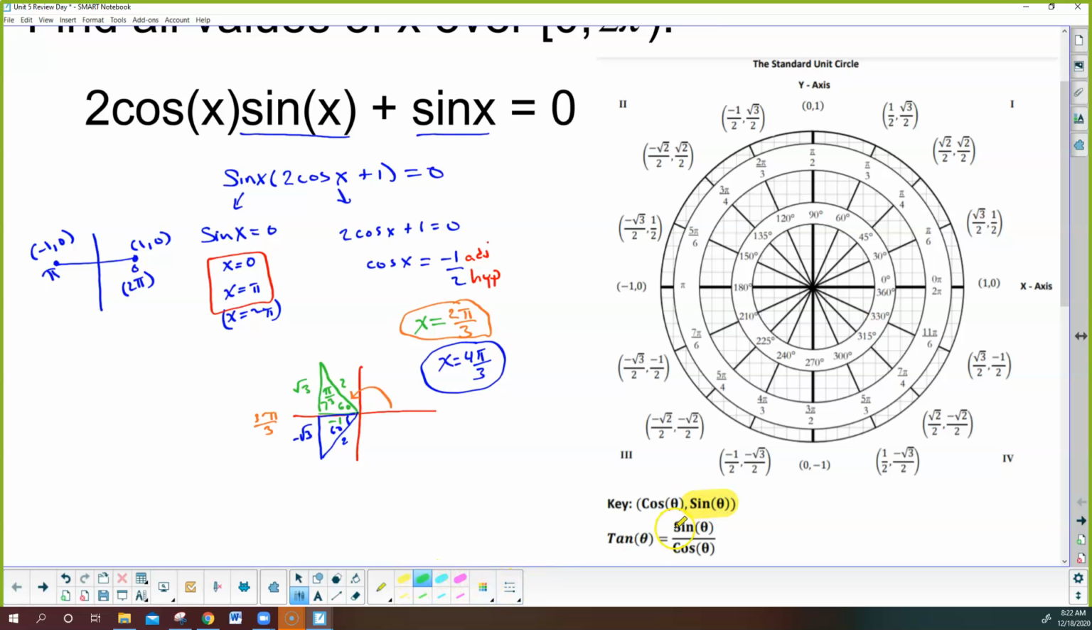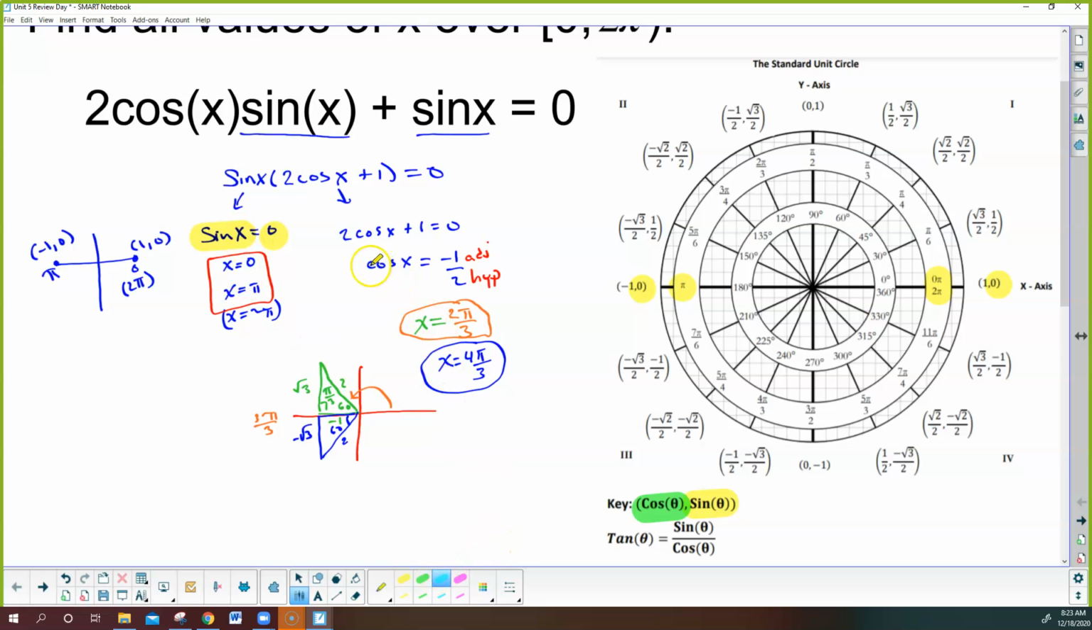We know that in every ordered pair, the x values are cosine, the y values are sine. So if I want to solve this first one, when is sine equal to 0? Then I'm looking at the y values here. And we drew this really quick, so we know the answers are 0, 2 pi, and pi. So those are the answers to my first part.